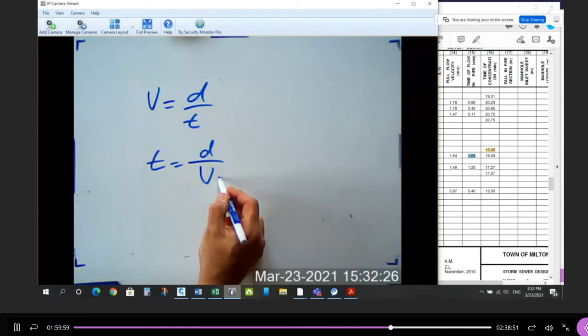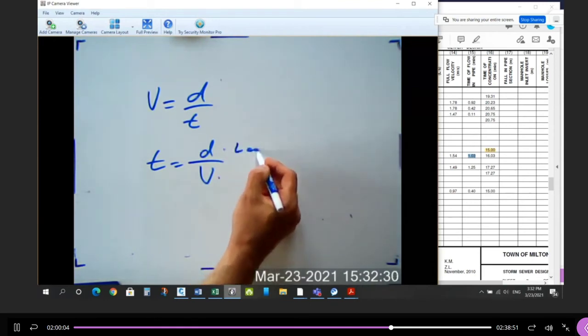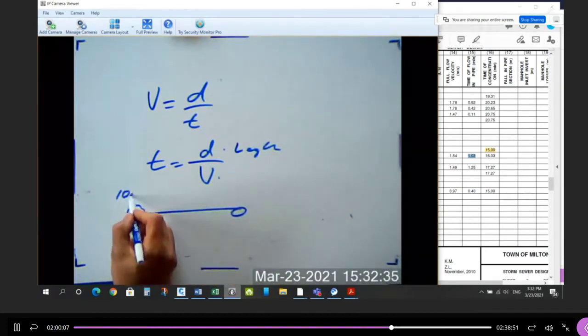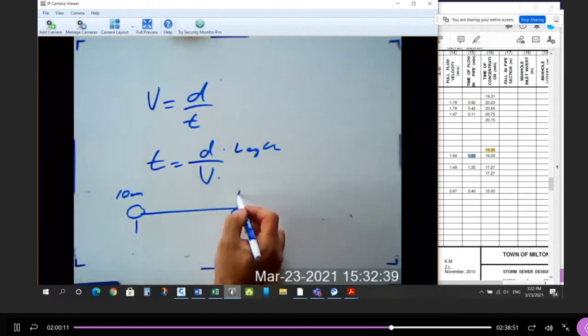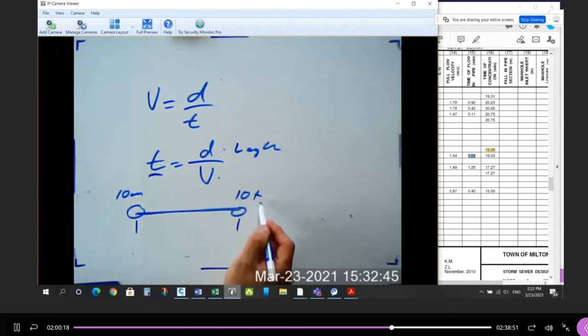V from Manning's equation, d is the distance or the length of pipe. So there's time, right? In a maintenance hole, we start at 10 minutes, and then the time it takes to get from here to here is t plus whatever the time it takes to get into this pipe is, the distance in each pipe, and then we add that.